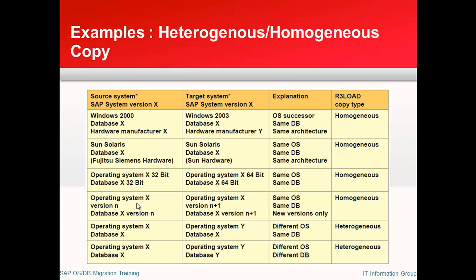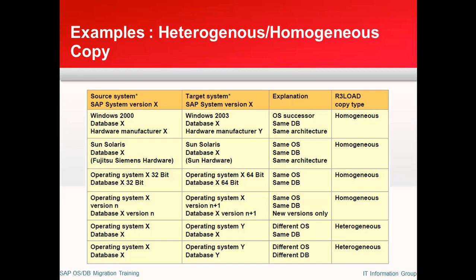Okay, take the next example where we have operating system X, at its version N, and we go to operating system X version N+1. The database is X, and we go from X version N to N+1. So in this case also we have the same OS and the same database, only a newer version of the OS and database. So this also we will call a homogeneous system copy.